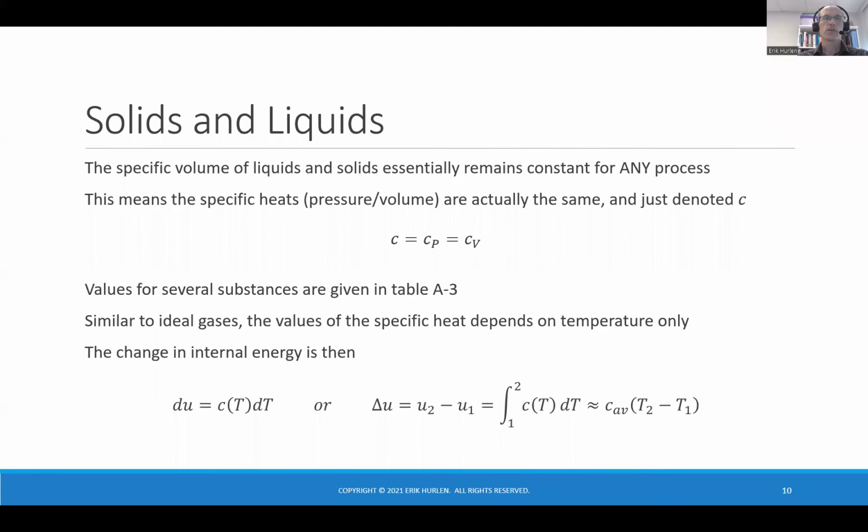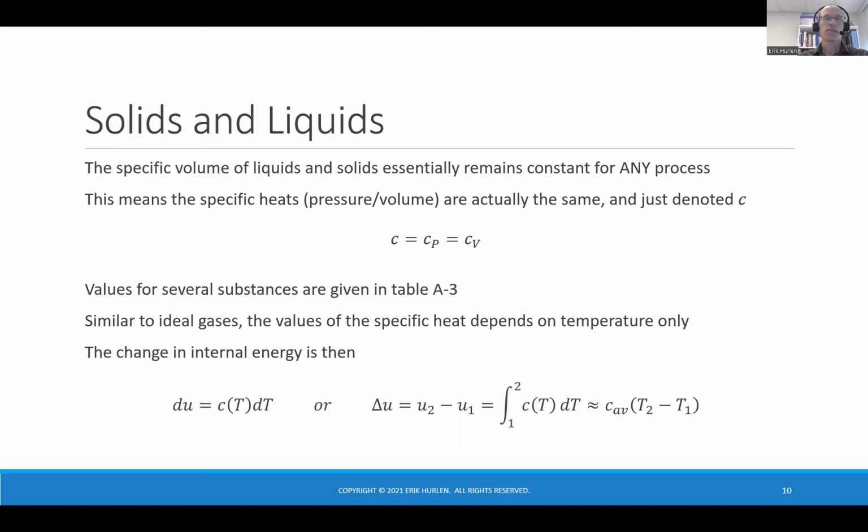As for solids and liquids, their specific volumes do not change much throughout any process. It would take an enormous change in pressure or temperature for the volume to change substantially. Therefore, we do not need to distinguish between Cp and Cv. For these substances, generally there is only one value of the specific heat, denoted just C, as can be seen in table A3 for some common liquids and solids.